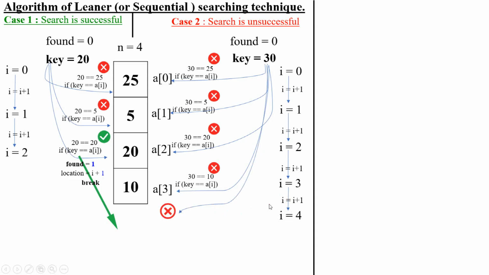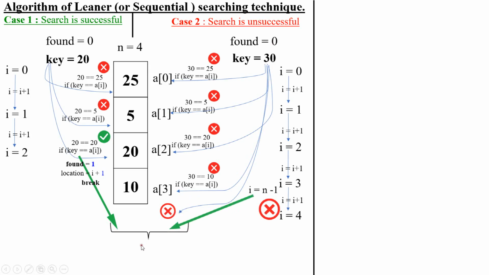But there is no element to compare. We should have stopped the comparison process at the previous step. At that time, the value of i was 3. In general terms, it was n-1. The important thing to note in this case is that the value of the variable found remains 0. That is, the search is unsuccessful.